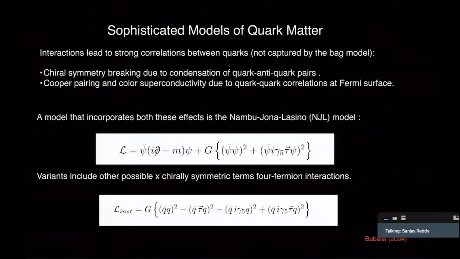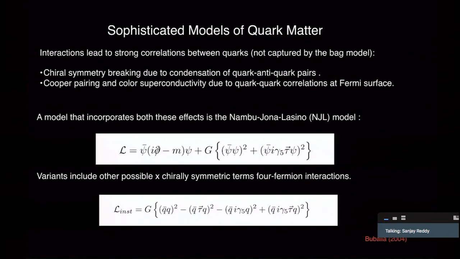And there are various Lorentz structures for these interactions, because you know from your relativistic quantum mechanics class that you can have quark bilinears of many kinds. You can write psi bar psi, you can write psi bar gamma mu psi, and so on. And so you pick the operators in such a way to represent the interaction in different channels. And there are variants of this.